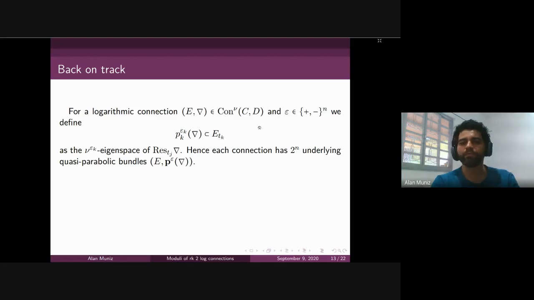So we recall the eigenvalues are nu plus or nu minus in each point. Here, just the k should have been down there, but we fix some epsilon, just a combination of plus or minus signs, and we take the respective directions given by nabla, and we define this quasi-parabolic structure.